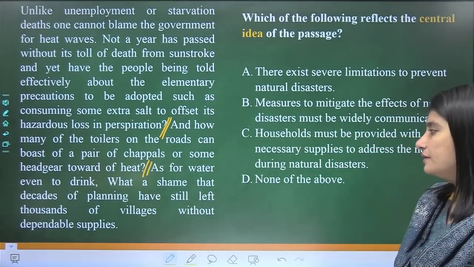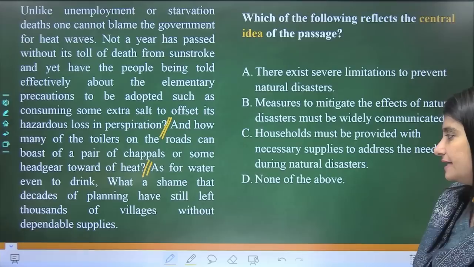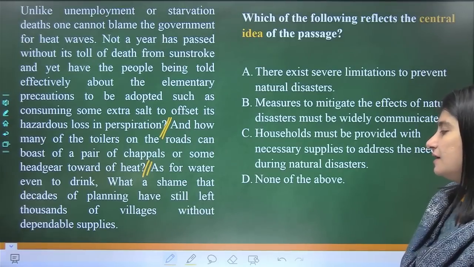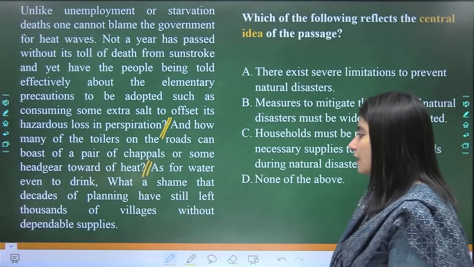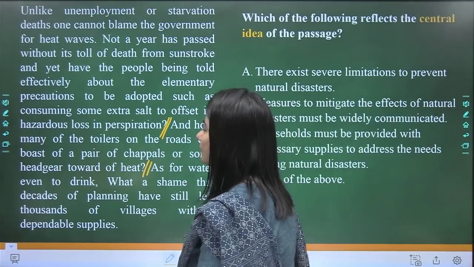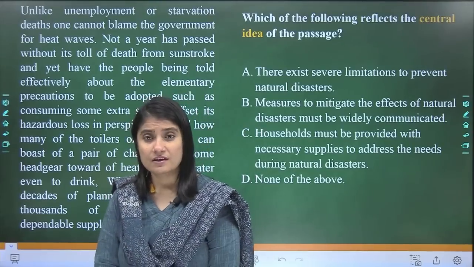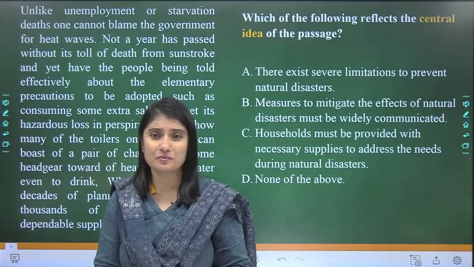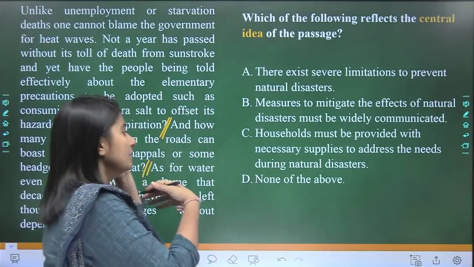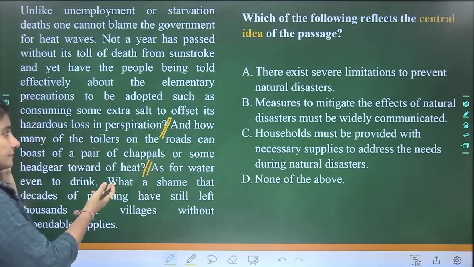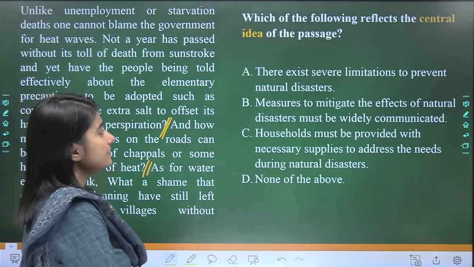As for water even to drink, what a shame that decades of planning have still left thousands of villages without dependable supply. So we're talking about we cannot blame the government. We're talking about people are dying. We're talking about there's no water, right? We're talking about multiple things here. So now let us look at the passage.